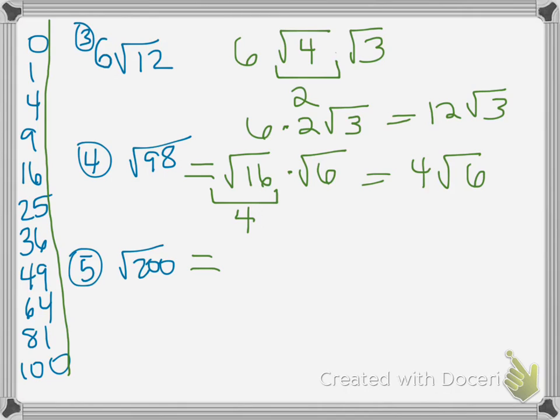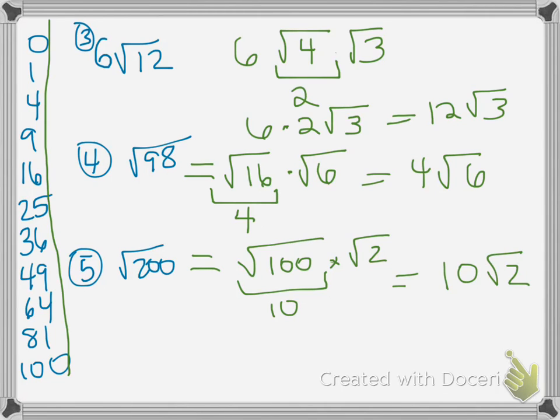Example number 5, square root 200 is the same thing as square root 100 times square root 2. Square root of 100 is 10. We're left with 10 radical 2.